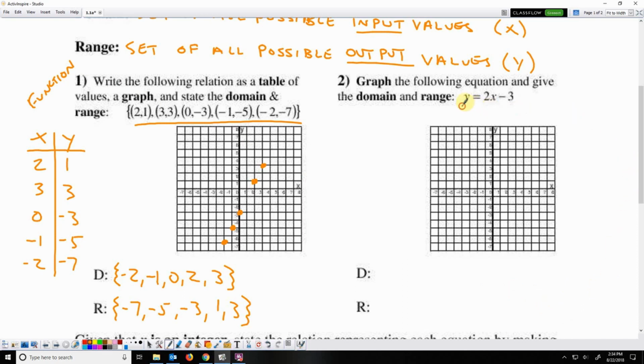Number 2, we are asked to graph this equation and then give the domain and range. So it's got a y-intercept of -3 and a slope of 2. So that's positive 2 over 1. So that means we're going to go up 2 and over 1.